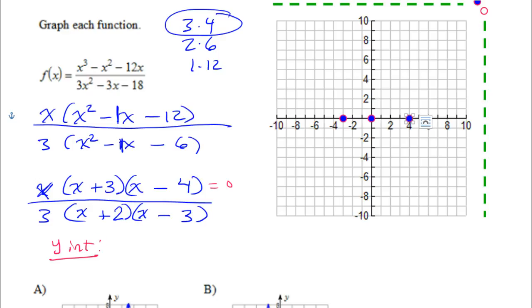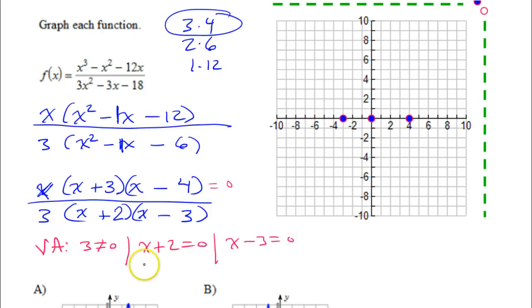Alright, so that's it for the intercepts. Now let's talk about asymptotes. Let's talk about the vertical asymptote. The vertical asymptote will come from setting the denominator equal to 0. Now 3 cannot equal 0, so don't worry about that. But if I set x plus 2 equal to 0, and if I set x minus 3 equal to 0, that's going to give me x equals negative 2 and x equals positive 3. So I'm going to have two vertical asymptotes. Let's go ahead and graph that.